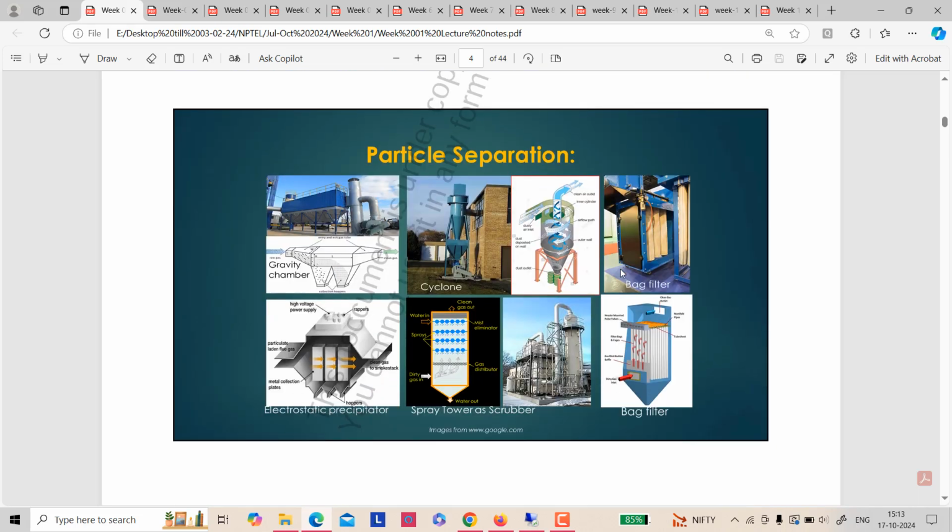So these are the types of chambers used for particle separation, like gravity chamber, cyclone separator, bag filter, spray tower, electrostatic precipitator.